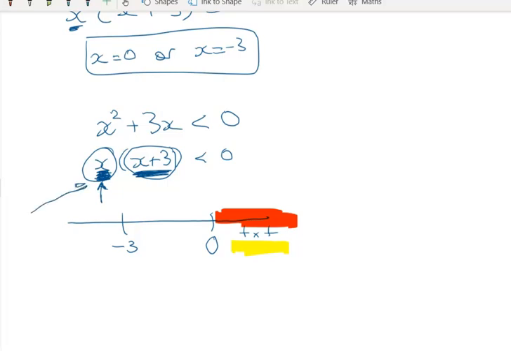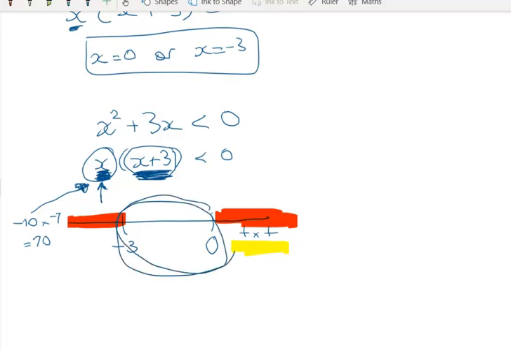Similarly, if we put in a big negative number, like -10, and then in here we put in -10 plus 3, it'd be -7, that's going to be +70. So that is also bad. So the bit that we want is this bit here.